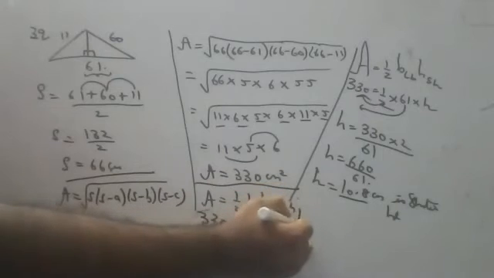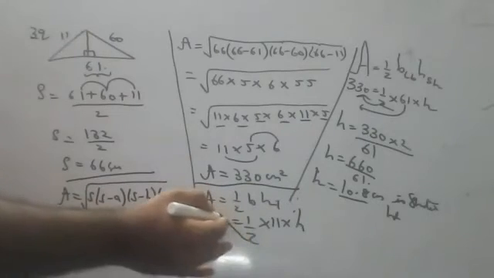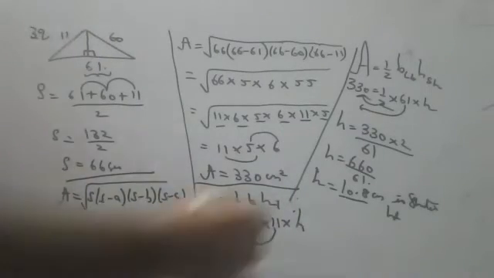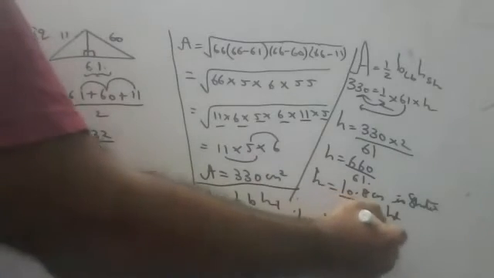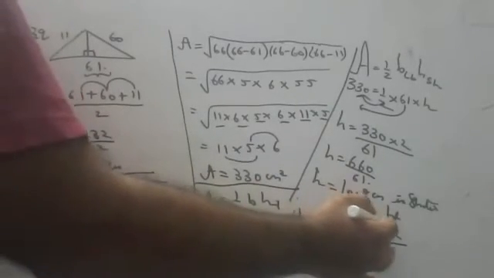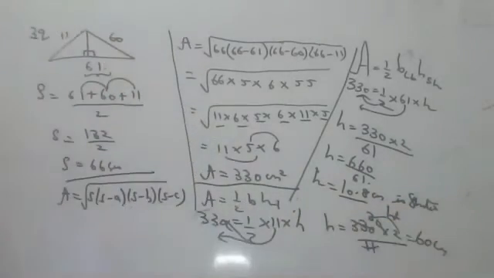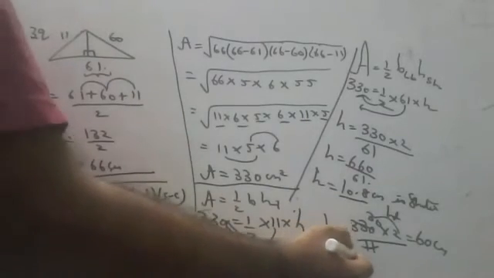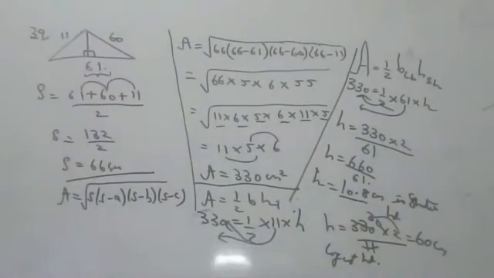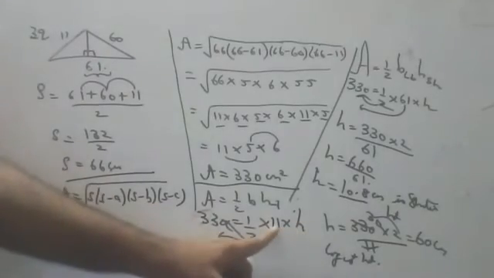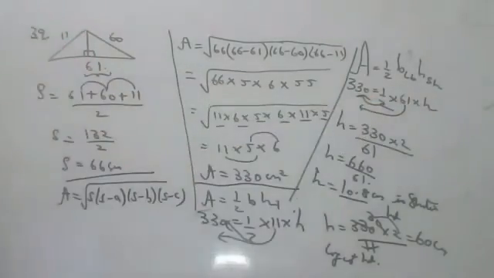330 is equal to half into 11 into h. Height. Down will go up, will come down. So h is equal to 330 into 2 by 11. 330 by 11 is 30, 30 into 2 is 60 centimeters is the longest height. Simple, children. If you want to take longest height, take shortest base. If you want shortest height, take longest base, children. Because if you know how to find out the heights, then you can do trapezium, parallelogram sums. Indirectly, we have to use Heron's formula and find out height.